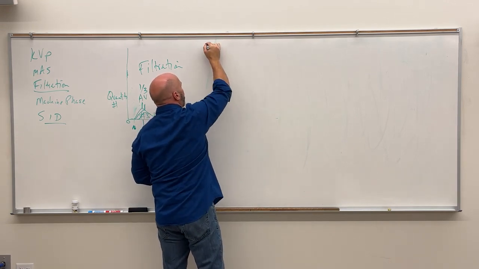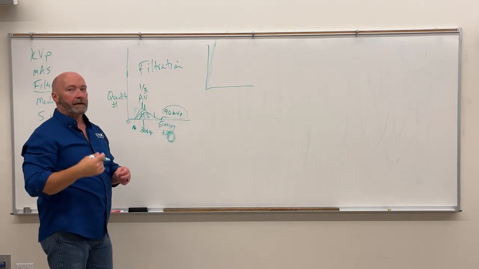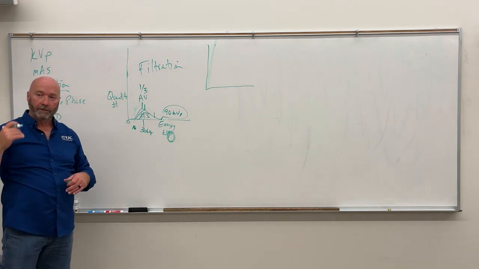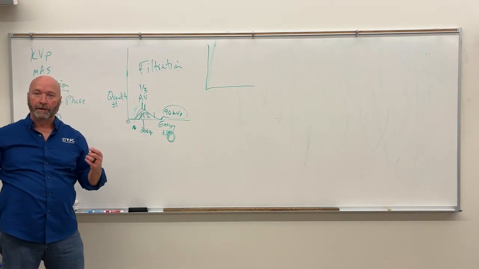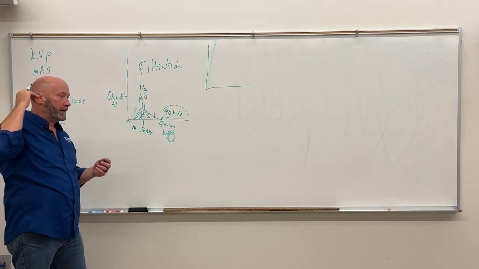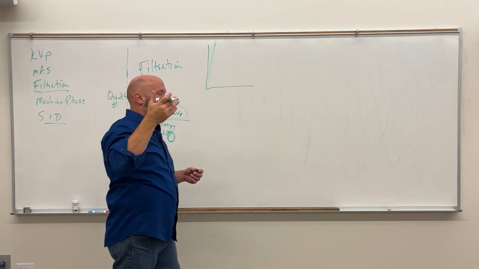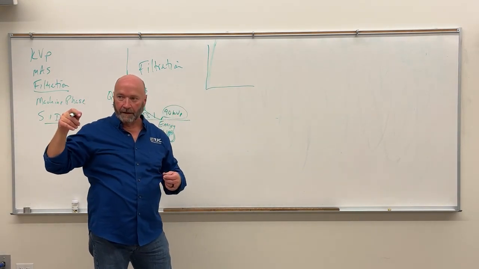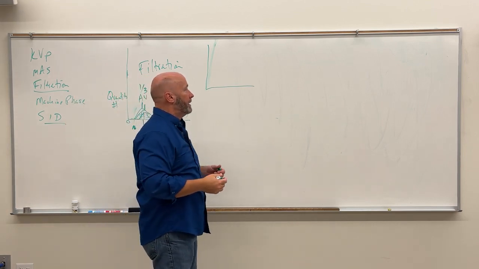The things to remember about KVP: it controls our peak energy, it controls our penetration, it's our potential difference on the X-ray tube. We apply high KVP, we apply a high electric potential. We increase the speed of the electrons as we increase our KVP. That changes the frequency and wavelength, right? So we get a higher frequency, a shorter wavelength with increased KVP.